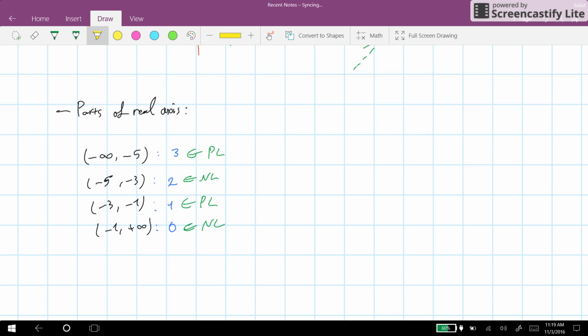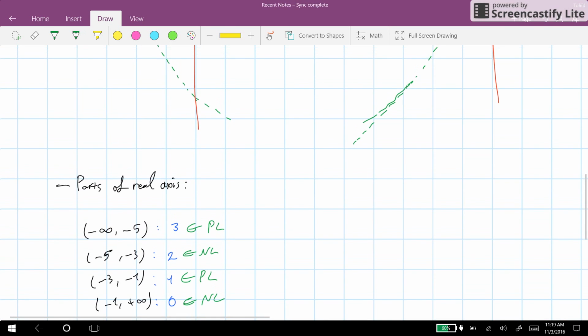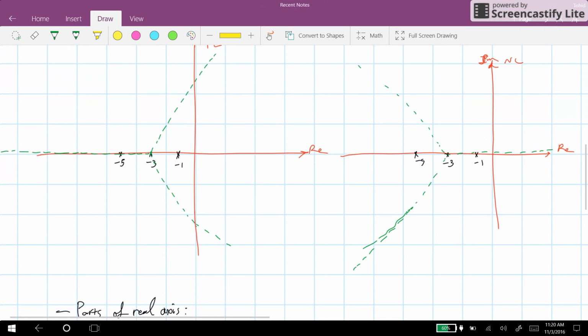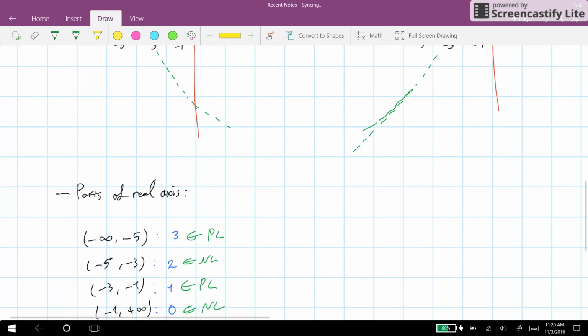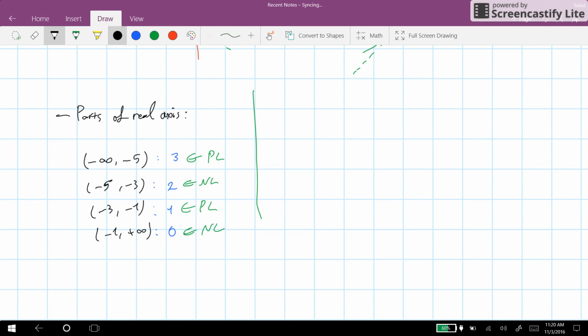And we can already start to draw them on the graph. So for the positive locus, we have this segment and this segment, and for the negative locus, we have this segment and this segment on the real axis. As the next point, we need to find the break-in or break-away points.